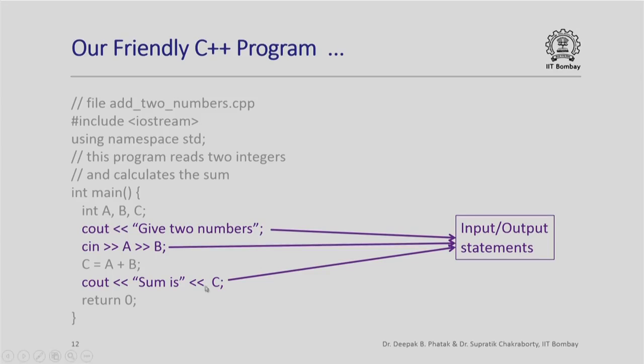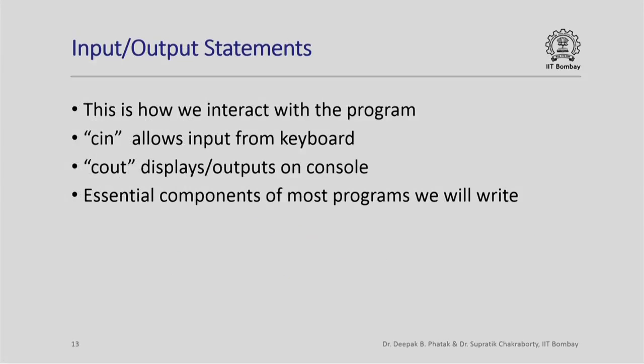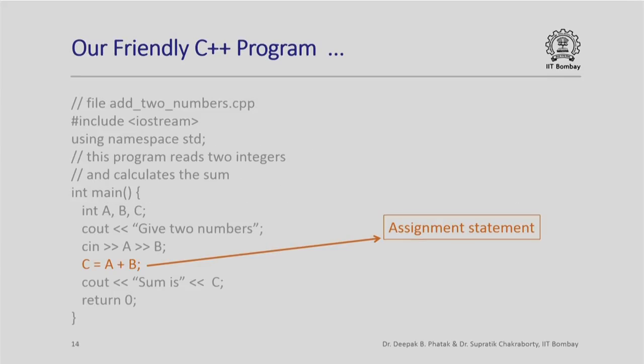Here is another very important component of our C++ program. These are input output statements. We have already mentioned cin and cout being used to do input from the keyboard and output to the console. Input output statements are basically statements which allow us to interact with the program, and these are going to be essential components of most programs that we will write.